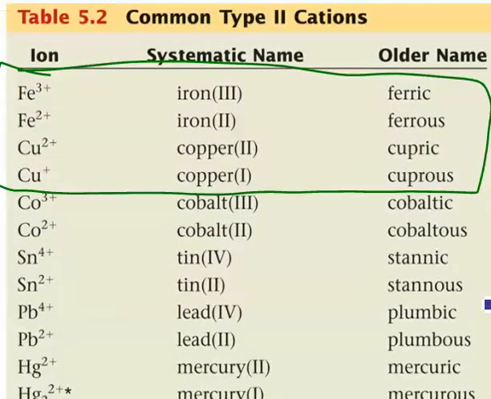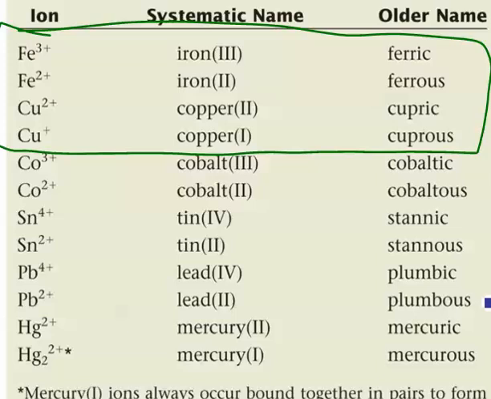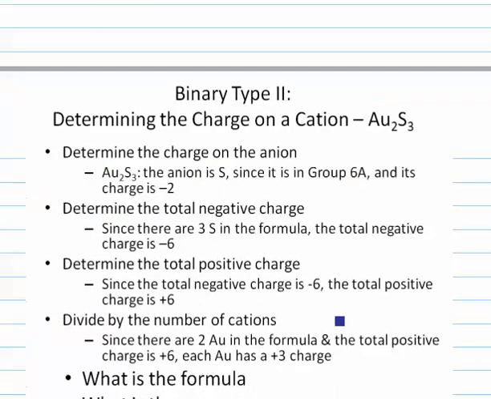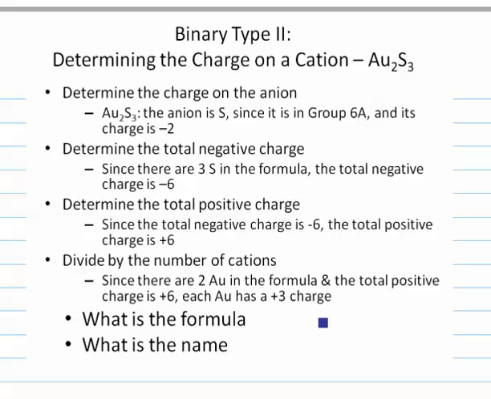Many of these type 2 metals are very common, and we're going to talk about the different rules that we use. We'll have things like iron, copper, cobalt, tin, lead, and mercury that all have more than one charge. Again, notice a lot of these are transition metals, but tin and lead are exceptions to that idea. Now, when we name type 2 compounds, the first thing we need to do is figure out the charge.